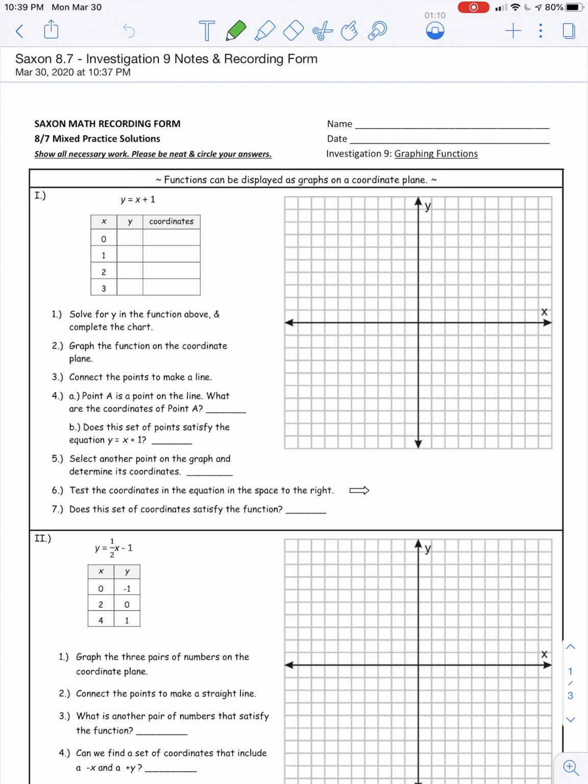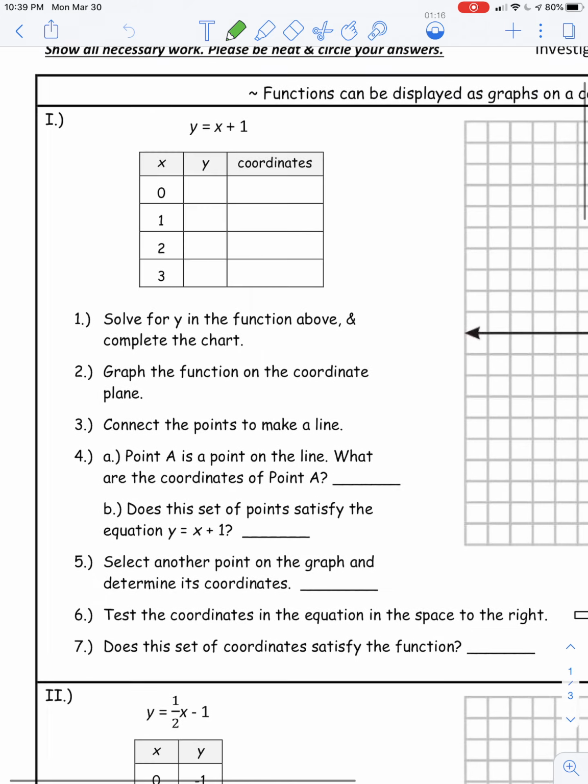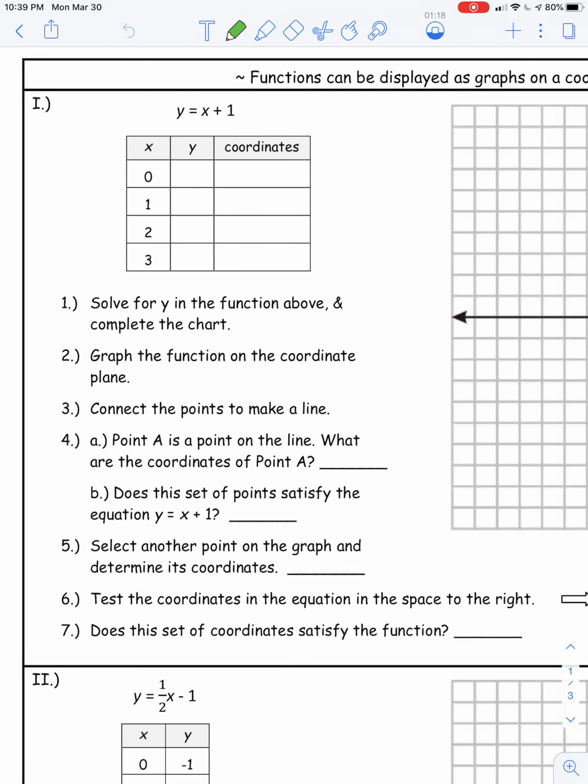Alrighty, so we have talked about functions in the past. This is not going to be your first exposure to functions. Today we're going to be going one step further though, because what you have not seen is how we can display a function as a graph. We can take a function and display it as a graph on a coordinate plane. And so that's what we're going to be working on today.